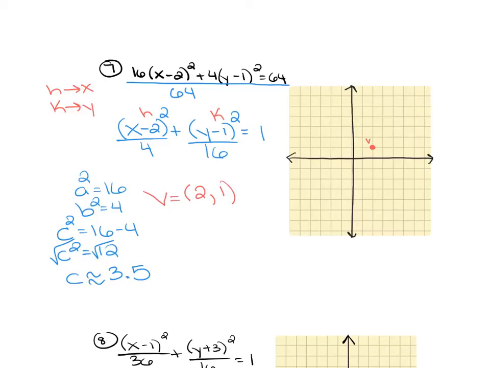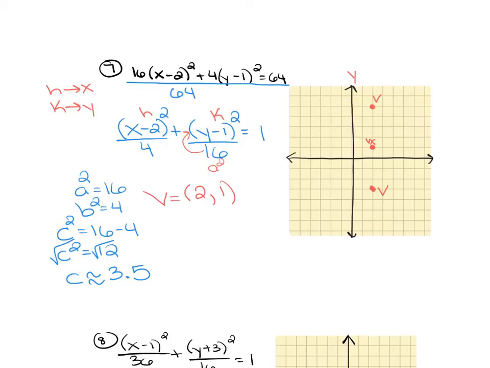And I'm going to label it VX for vertex instead of your vertices. Now, everything is going to move from the vertex. So my A was 16, so my A squared is 16. It's underneath my Y. My Y runs vertically, up and down. So from the vertex, I'm going to go up 4 and down 4. So 1, 2, 3, 4, up 4, and 1, 2, 3, 4. Now, these are my vertices because they are the larger number in the denominator.